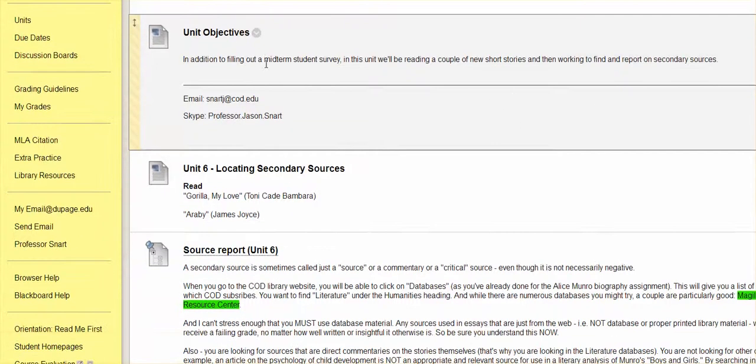All right, so again, our objective here is to look at what are sometimes called secondary sources or critical sources, even though they're not necessarily negative. That's why it's a bit of a misleading term.